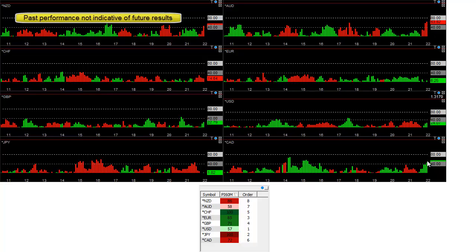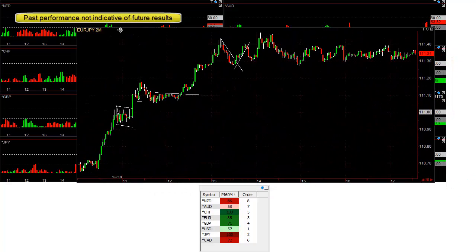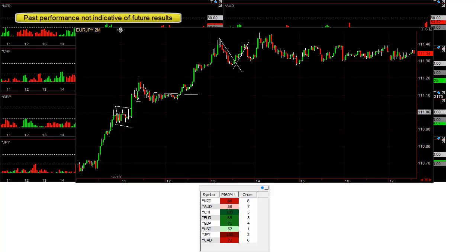The CAD was quite strong. And so if you look at this last night at 10 o'clock, the Australian CAD would have been an excellent one to be looking for sells in.